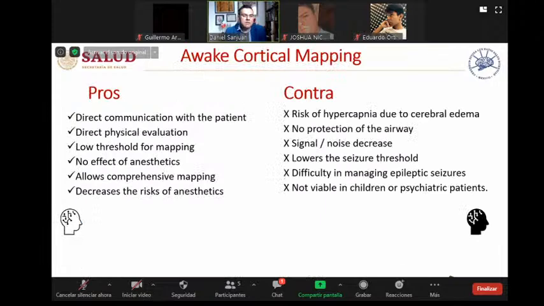Also, you can see in some of these videos the patient is awake during the cortical mapping, and there is an analysis of the pros and cons, no? Because not all patients are candidates to remain awake, especially if the patient has a psychiatric condition, is a child, or is at high risk of airway problems. It's not possible to do awake cortical mapping. This is dealt with by the anesthesia team, but we see the pros of using this kind of anesthesia.